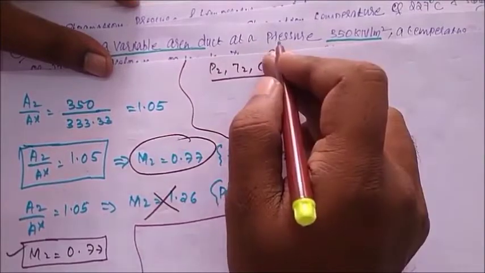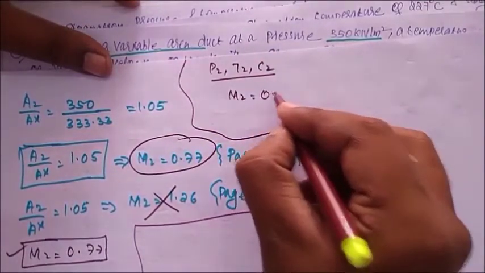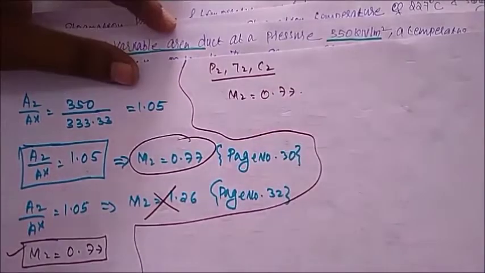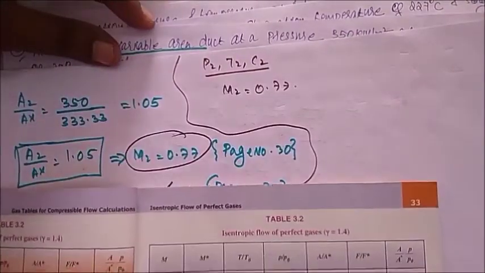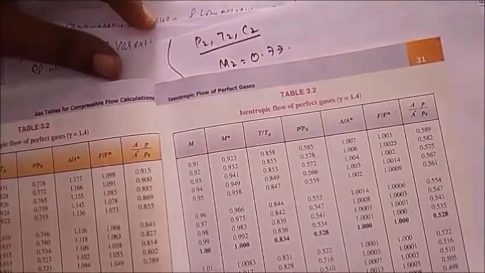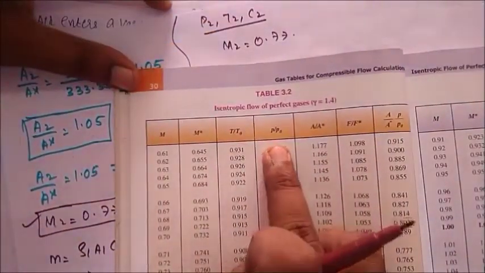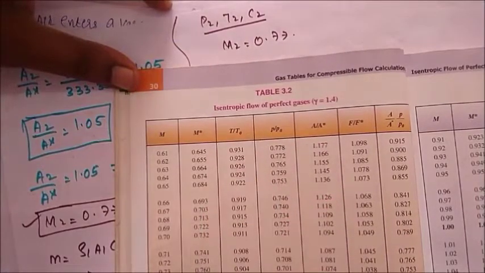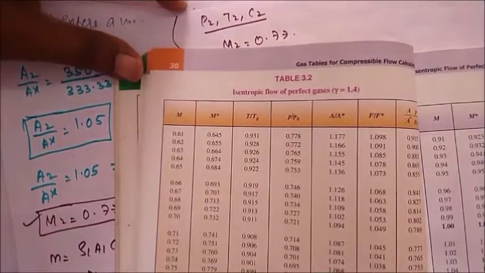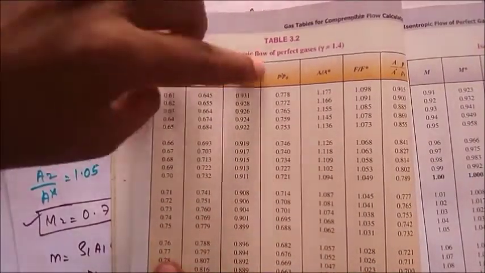These values are all exit conditions, aren't they? So corresponding to the exit, I know the Mach number value: M2 is equal to 0.77. From the data book, we have to find out the values for 0.77, page number 30: T by T0, P by P0, A by A star. We have to find out T2. M2 is equal to 0.77, then the corresponding values are T2 by T0 and P2 by P0.